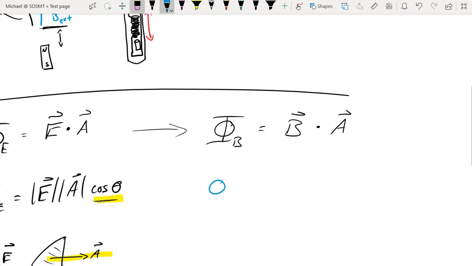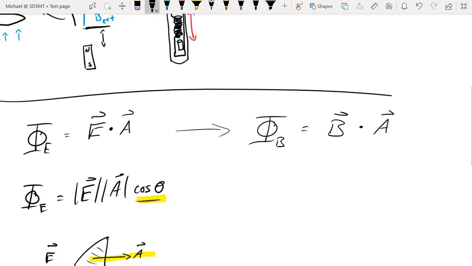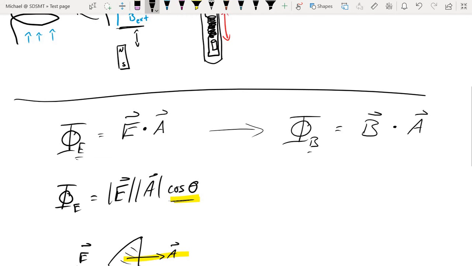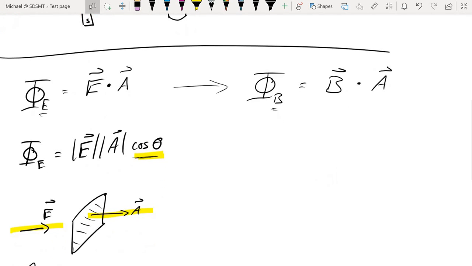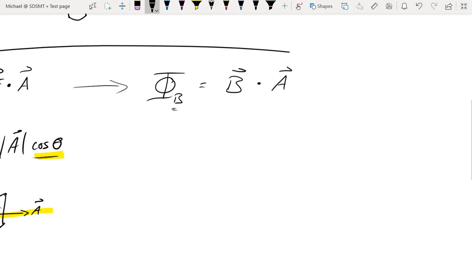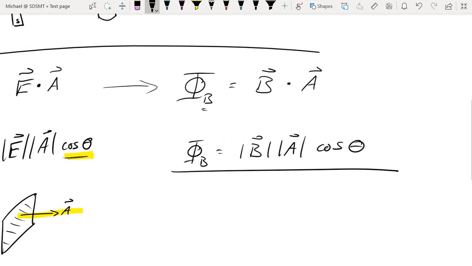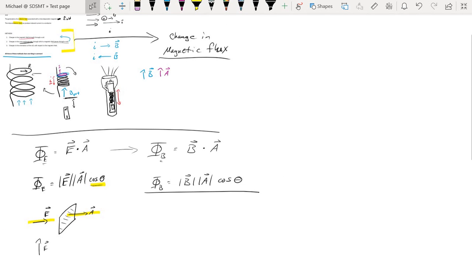If we take our expression for magnetic flux, we want to make sure that we're specifying the difference between the two, but in this case we have magnetic flux. We can evaluate this the same way that we do with electric flux. There is a cosine relationship. And if we look at the definition of magnetic flux here, there are three things that could possibly change.